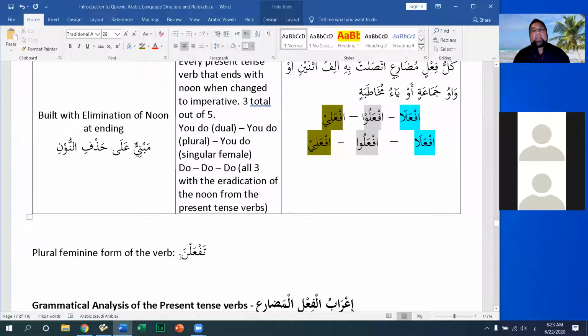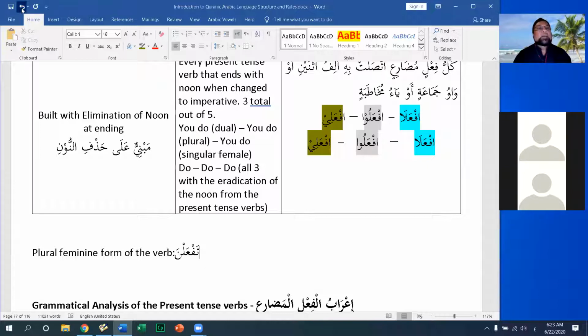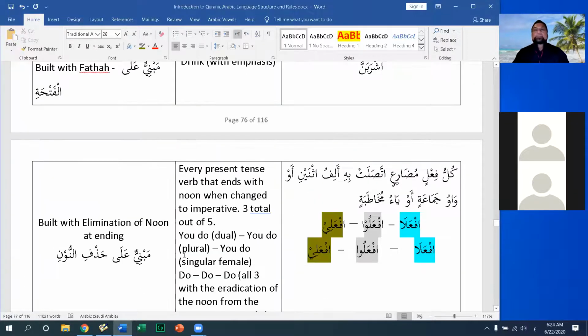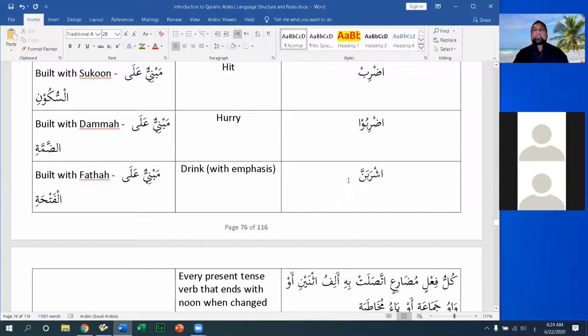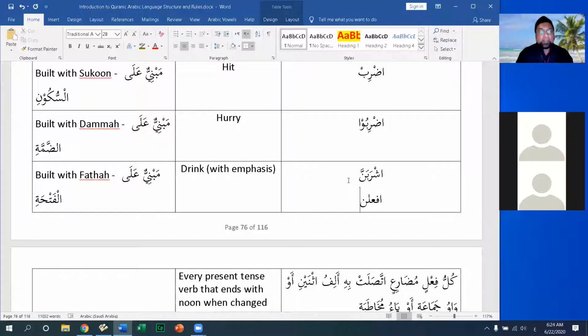This one here is when you make it present tense, because this verb is mabniya, it does not change at the ending, you do not eliminate the noon. Rather, you eliminate only the present tense letter and put hamzatul wasl, and it becomes if'alna. So mabniyun ala al-fatha, that would be an example here also. See, we would say if'alna, mabniyun ala al-fatha.